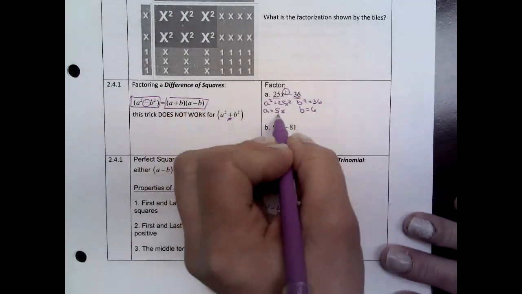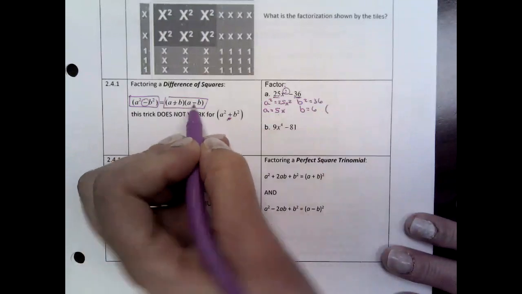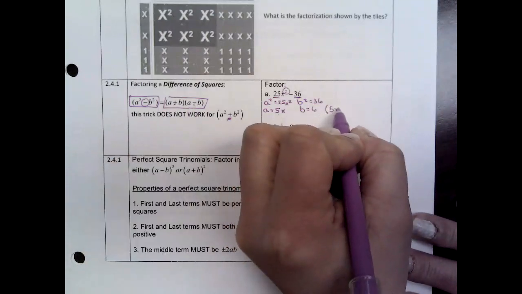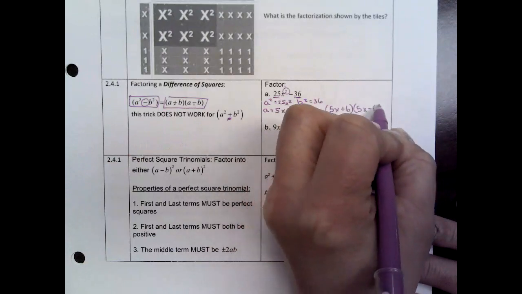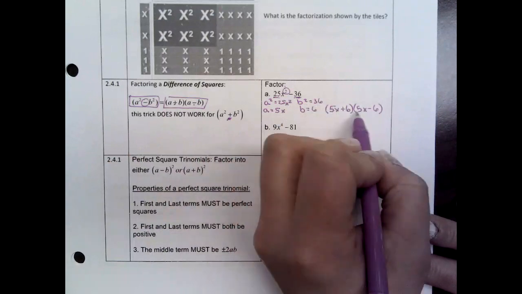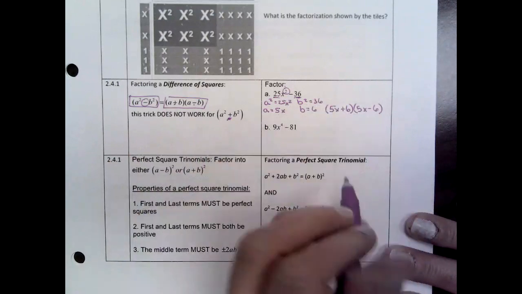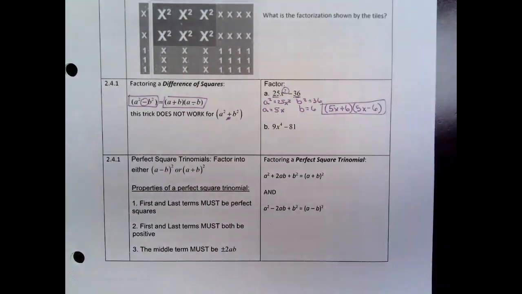Okay, so now I'm just going to take my a and b and plug them into my formula here: a plus b times a minus b. So I get 5x plus 6 times 5x minus 6. And it doesn't matter if I write 5x minus 6 first, okay? These two can be switched, that's fine, as long as you have both of them written down. So that's it. That is now factored.